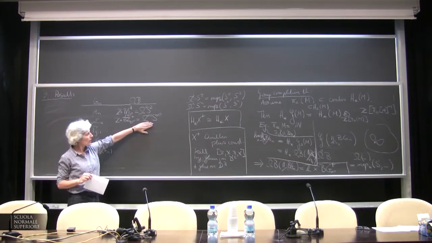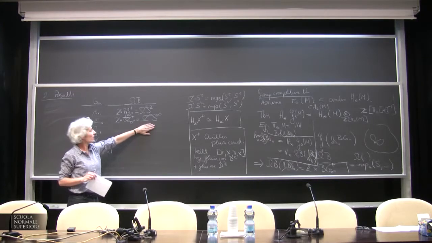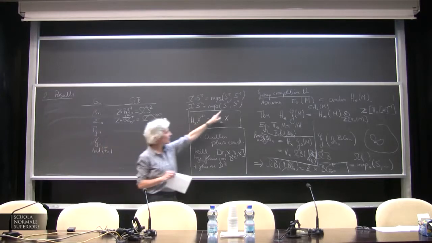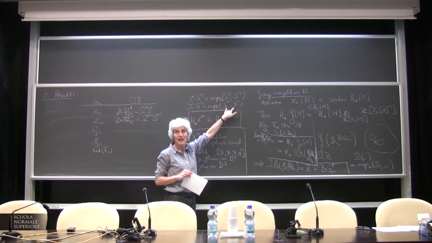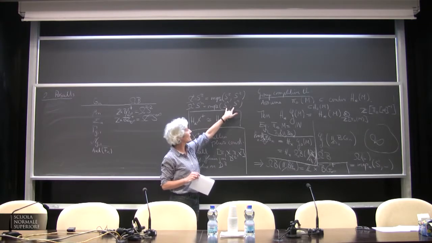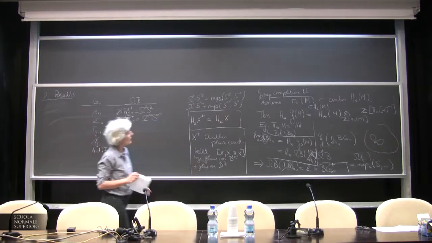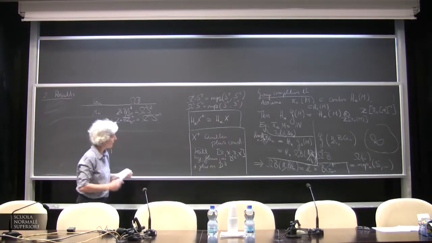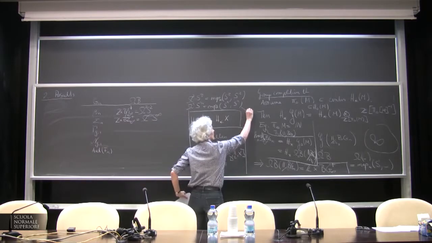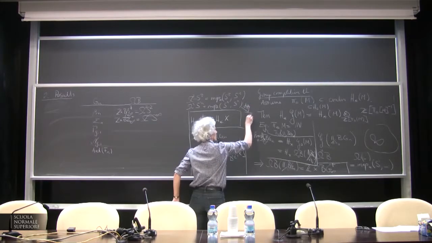But what is this space really if we think about it rationally? Rationally, what is a map from Sn to Sn? Well, on the nth homology, it's completely given by its degree. The degree of a map is just what it induces in the nth homology, and that is just an integer. So the degree here gives you a map into Z.